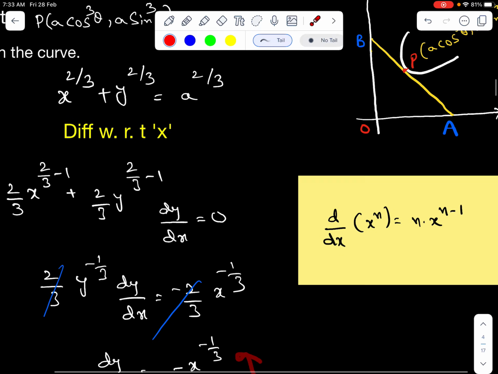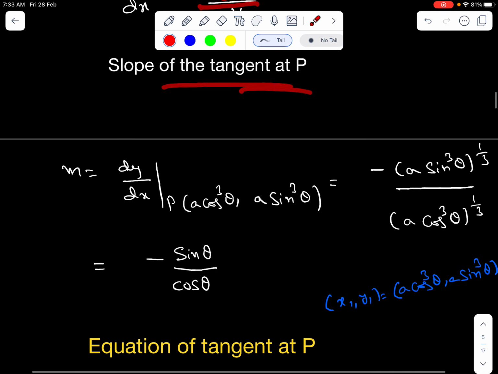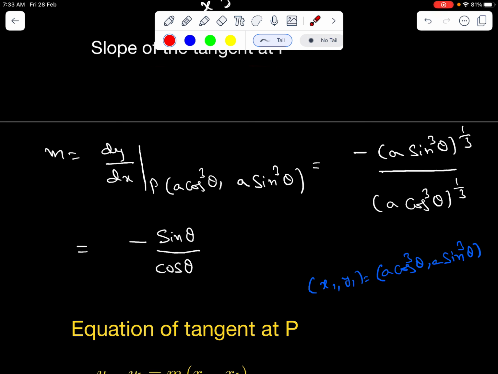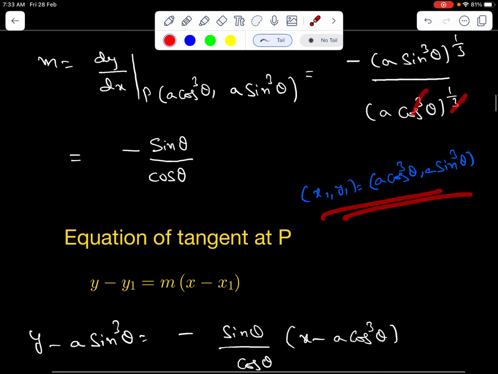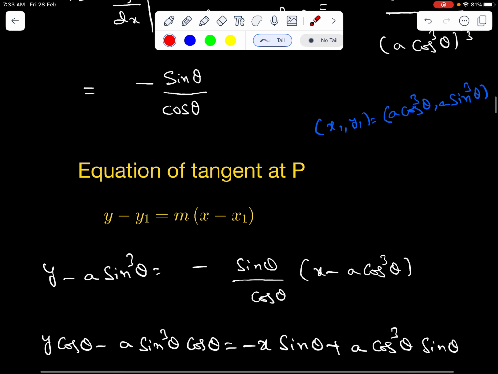The value of P is equal to a cos cube theta, a sin cube theta. Substitute here. Therefore, minus a sin cube theta whole power 1 by 3 by minus a cos cube theta whole power 1 by 3. Here the point x1 comma y1 is equal to a cos cube theta, a sin cube theta. Therefore, slope is equal to minus sin theta by cos theta.